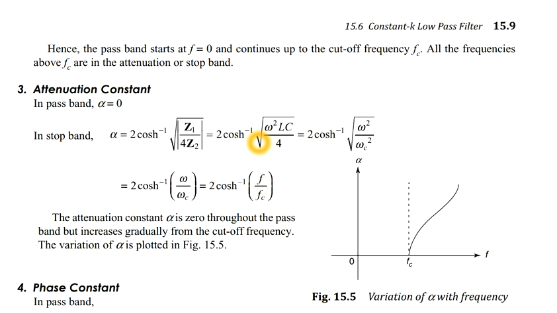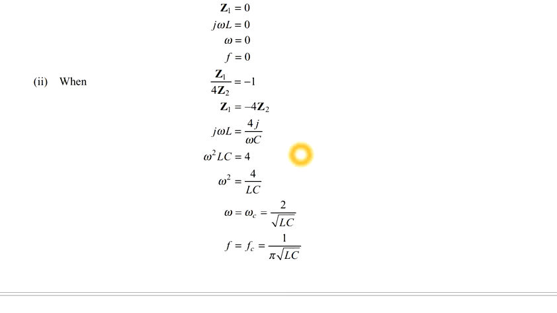Okay, fine. Now let us see what is the value of attenuation constant. We all know attenuation constant, or attenuation, is 0 in pass band, because there should not be any attenuation for the input supplied signal. But in stop band, alpha is equal to 2 cosh inverse square root of modulus of Z1 by 4 Z2. These two also we got in the concept of characteristics of filters. Again we are going to use them. So what is this Z1 by 4 Z2 for this low pass filter? We already got it.